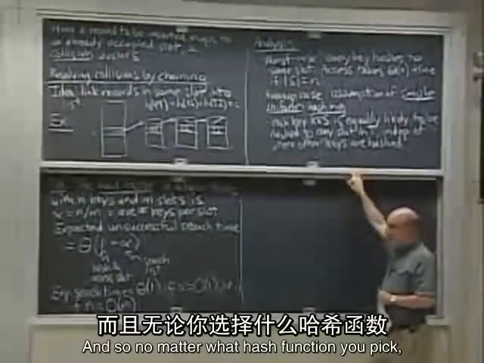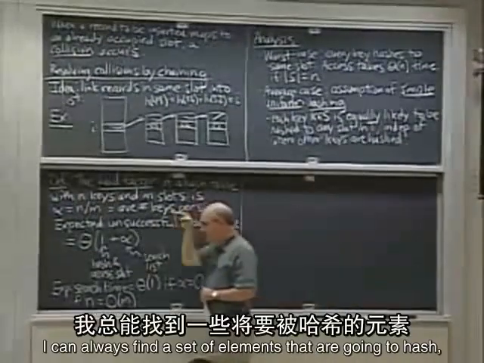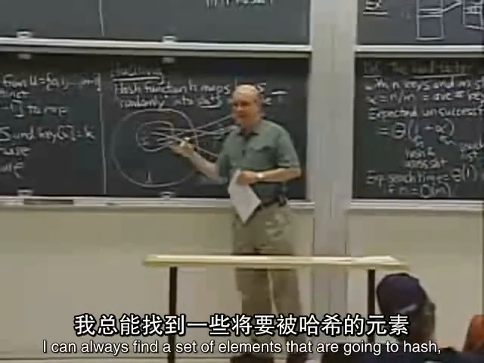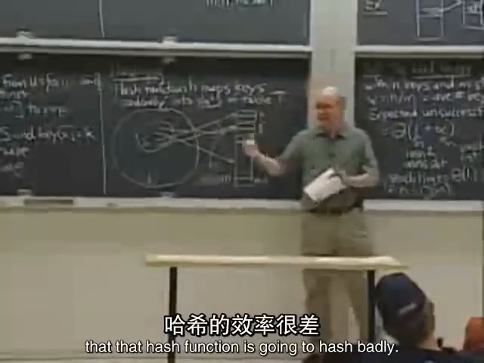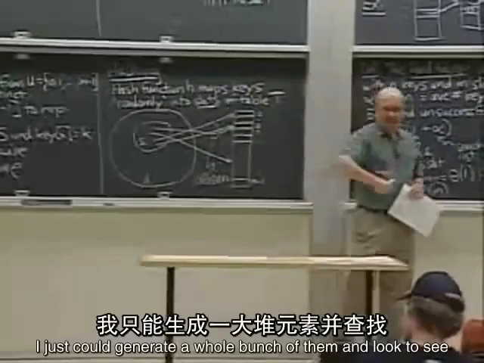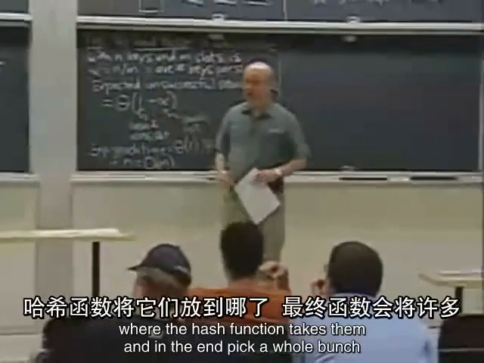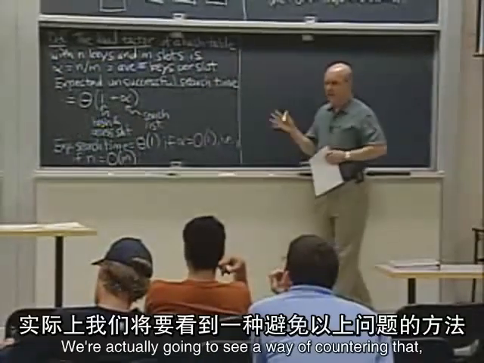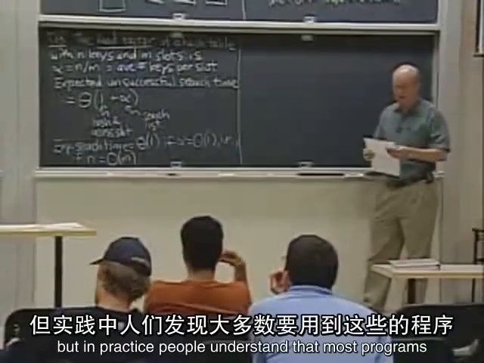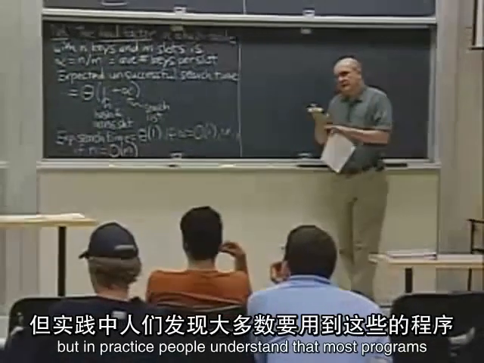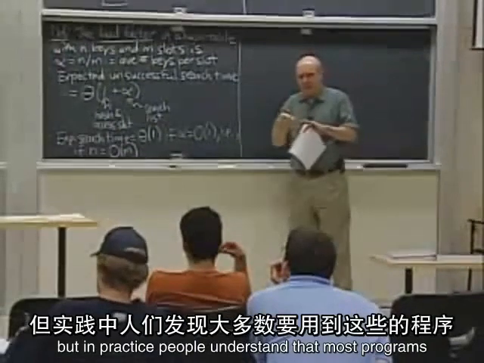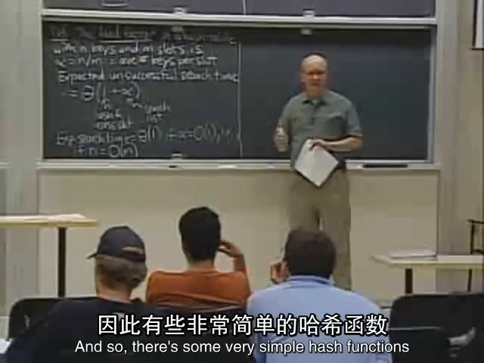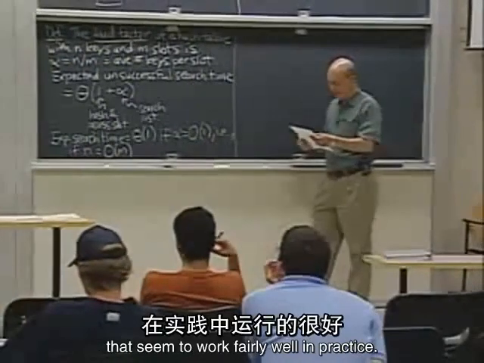And so no matter what hash function you pick, I can always find a set of elements that that hash function is going to hash badly. I could just generate a whole bunch of them and look to see where the hash function takes them, and in the end, pick a whole bunch that hash to the same place. We're actually going to see a way of countering that, but in practice, most programs aren't really reverse engineering the hash function. And so there are some very simple hash functions that seem to work fairly well in practice.